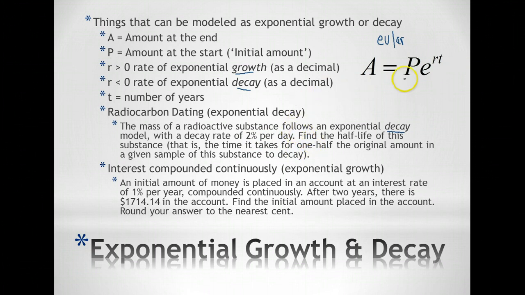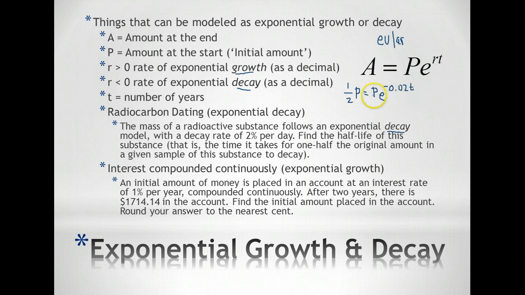So if I have an original amount of P, the amount at the end is half P. So I would write 1/2 P is equal to P e. Now my rate is 0.02, but it's negative because it's decay. So negative 0.02 t. And then I have to solve this equation for t.